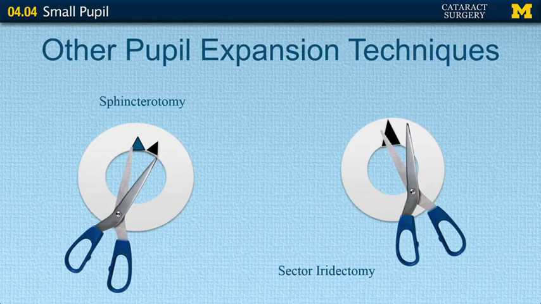Other pupil expansion techniques, which tend not to be used as much anymore, include removing a portion of the iris tissue. The first option would be a sphincterotomy, where you create small cuts in the pupillary border to help physically enlarge the pupil. The other would be a sector iridectomy, where you take a piece of the iris tissue, and again, this helps to enlarge the size of the pupil. Ideally, these techniques are more of a last resort because they will physically affect the appearance of the pupil afterwards.